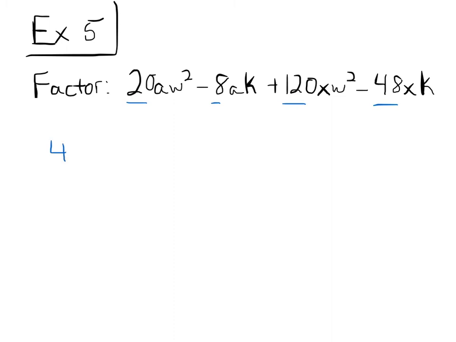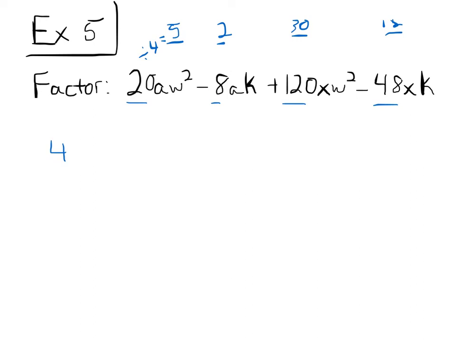Okay, I'm wondering. If I do 20 divided by 4, that'll get me 5. 8 divided by 4 will get me 2. 120 divided by 4 will get me 30. And 48 divided by 4 will get me 12. So then I have 5, 2, 30, and 12. And there's not a common factor to all four of these because 2 doesn't go into 5.